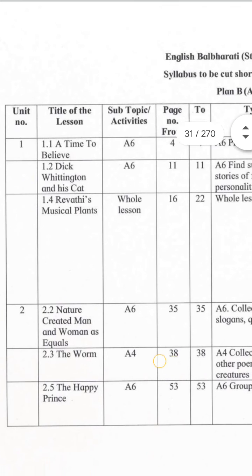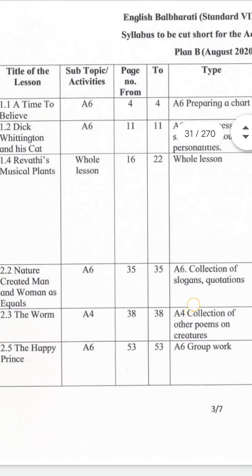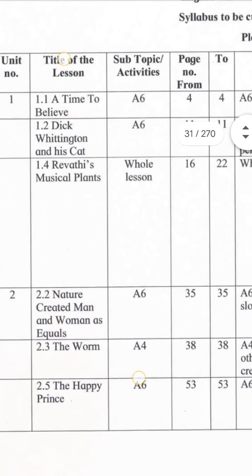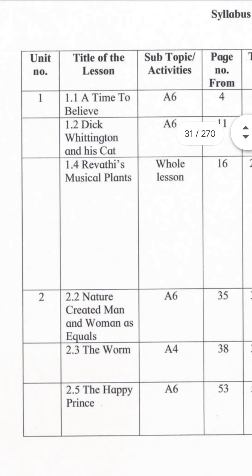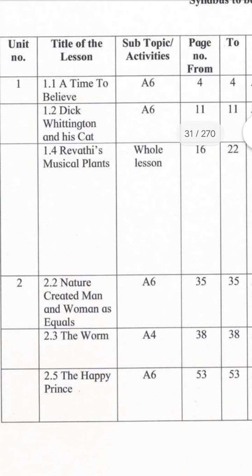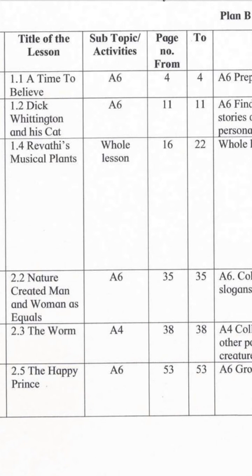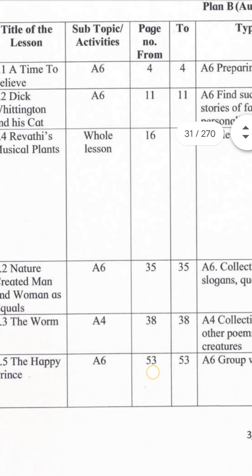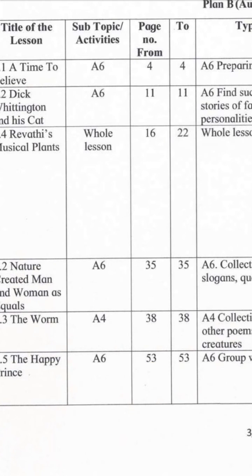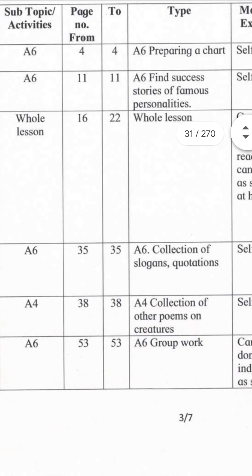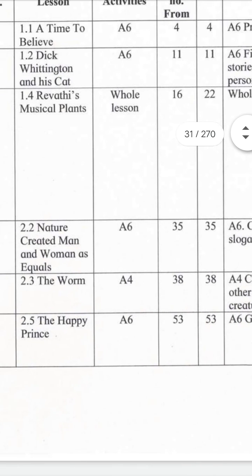Now coming to class 8. Class 8, unit 1, the first poem, A Time to Believe, 1.1. Question number 6, on page number 4, is preparing a chart, and therefore this question is omitted.